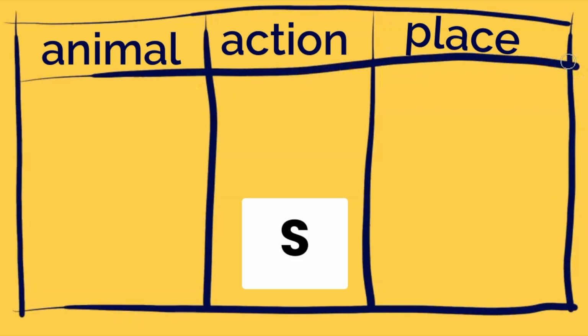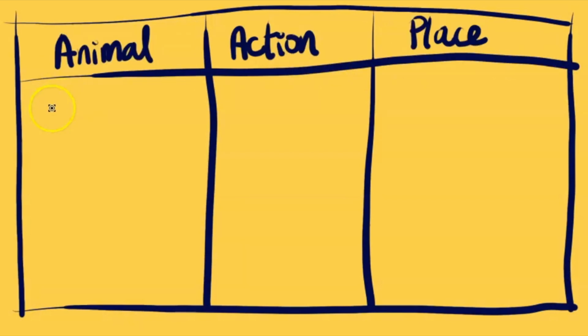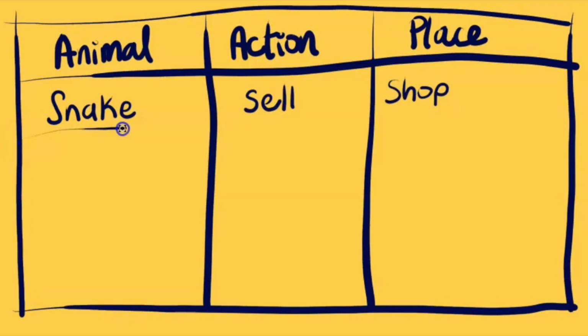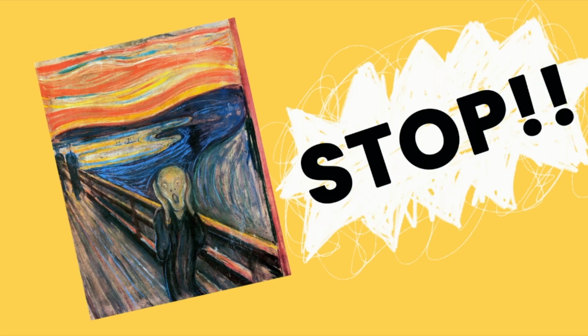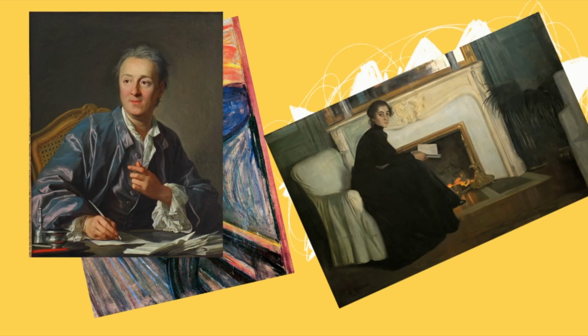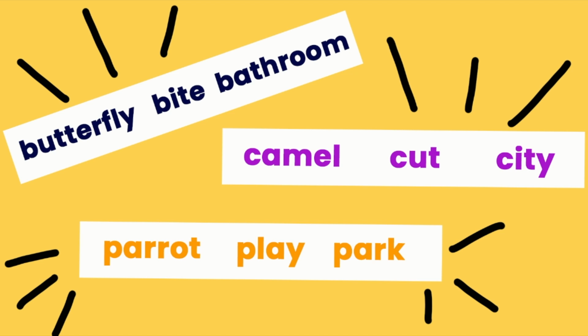Provide a letter from the alphabet. First person to write an animal, action, and place with that letter will scream "Stop!" and everyone else will have to stop writing. You can check a couple of examples from the people that finished.